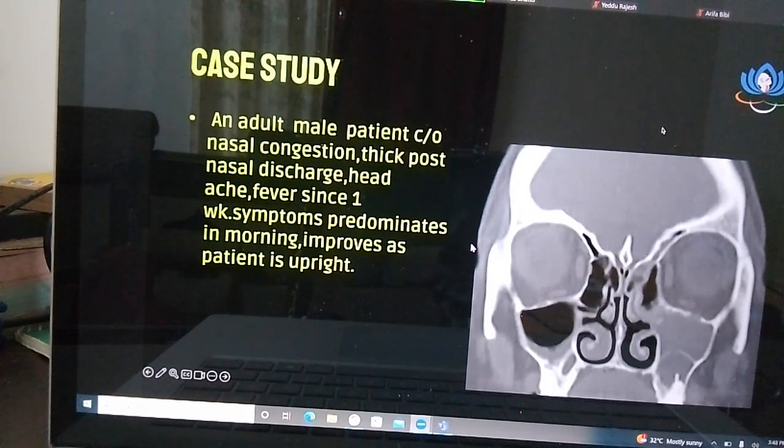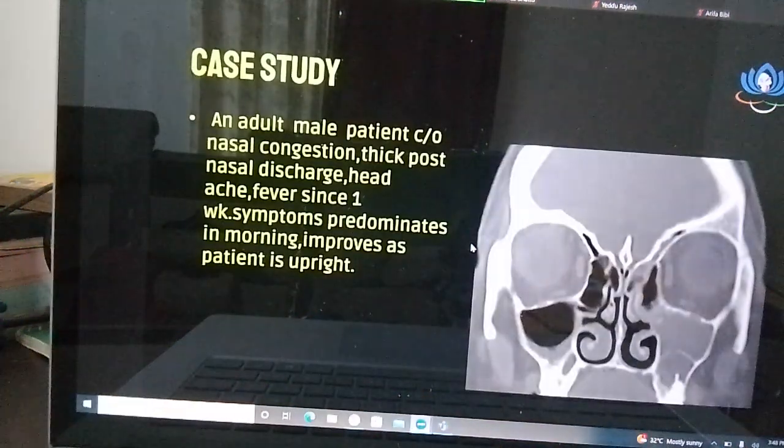Case study: this is an adult male patient who came with complaints of nasal congestion, thick postnasal discharge, headache and fever since only one week, and symptoms predominate in the morning and improve as the patient is upright. Okay, so this is the picture. What we see is, oh, what happened?